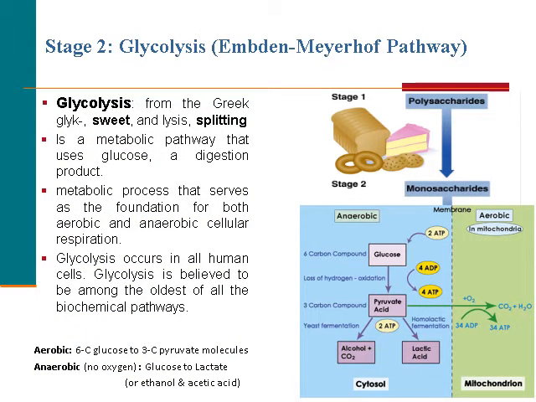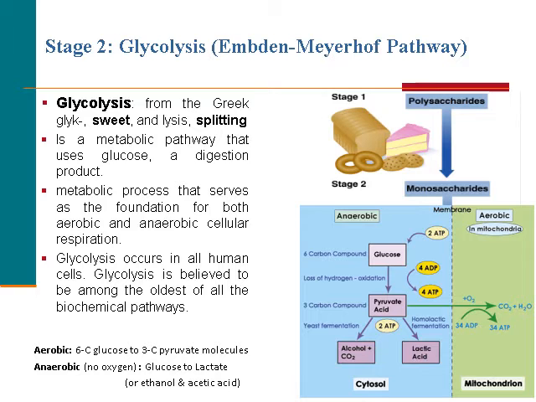The word glycolysis is derived from the Greek words glykys, meaning sweet, and lysis, meaning splitting. It is the metabolic pathway that uses glucose, a digestion product, and converts it into pyruvate. Glycolysis occurs in all human cells. In RBCs, glycolysis is the major source of ATP because RBCs lack mitochondrial oxidation. Glycolysis is believed to be among the oldest of all the biochemical processes. It is the only pathway that can produce ATP in the absence of oxygen. Actually, this metabolic process serves both aerobic and anaerobic cellular respiration.